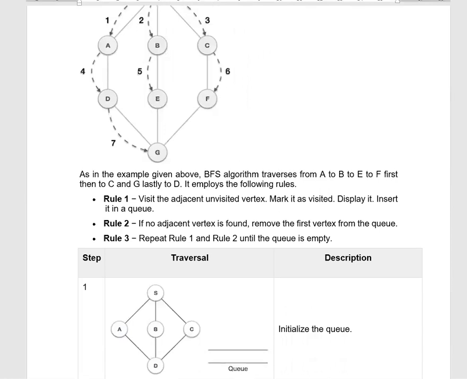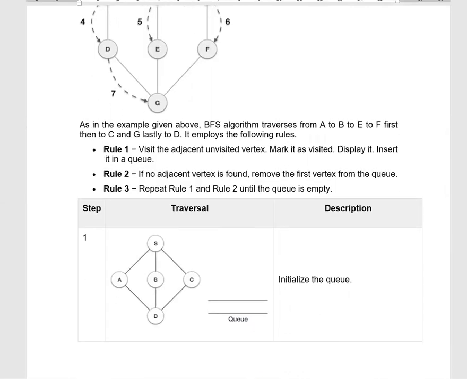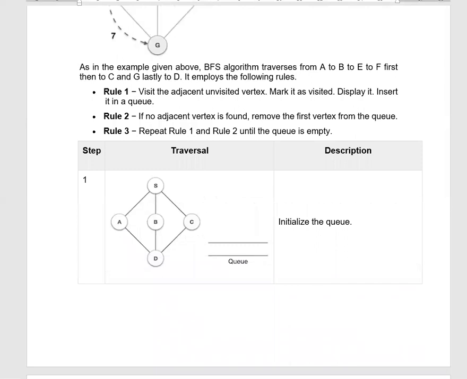So what is the rule for BFS? That is rule 1, visit the adjacent unvisited vertex, mark it as visited, display it, insert it in the queue. Then rule 2 is, if no adjacent vertex is found, remove the first vertex from the queue. Then rule 3, repeat rule 1 and rule 2 until the queue is empty. Now there is an example of that particular graph, that is S, A, B, C and D.